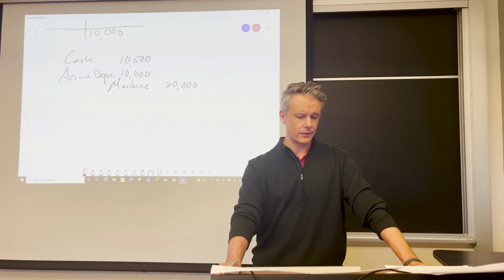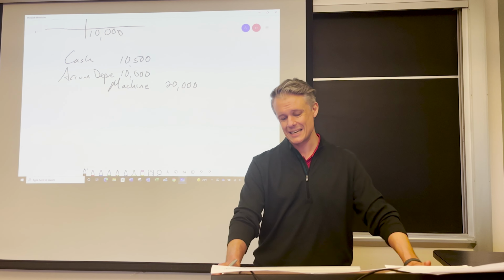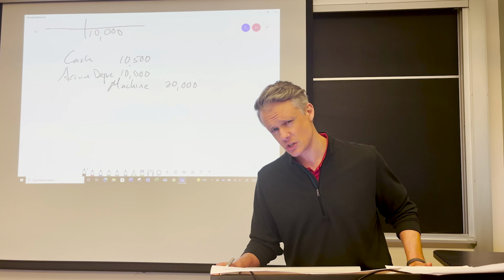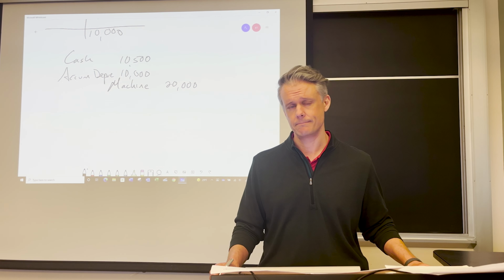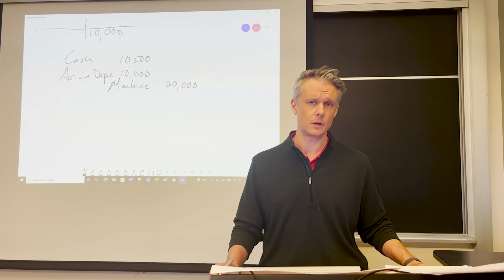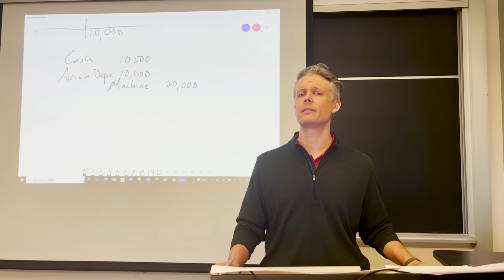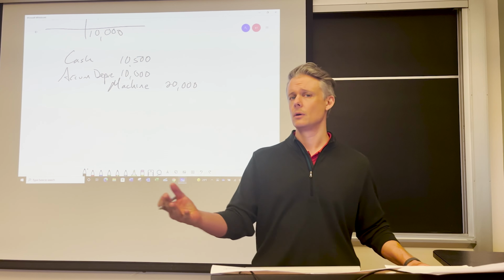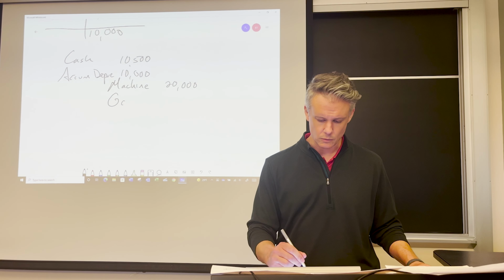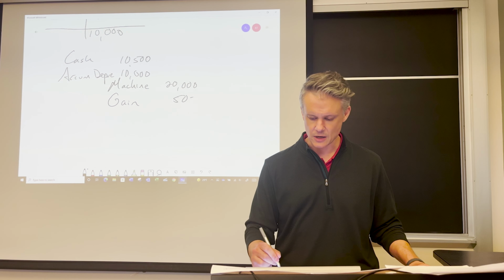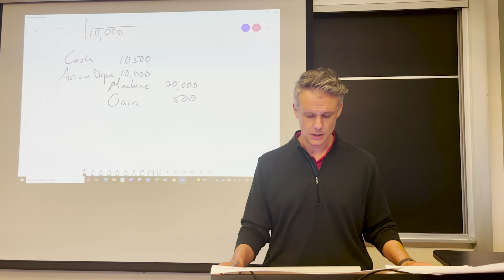So we've got $20,500 in debits, $20,000 in credits, and we can see if the book value of this machine is $10,000, cost of 20 minus $10,000 accumulated depreciation, we're carrying it on our books right now for $10,000. We just sold it for $10,500. So this means we'll record a gain. How does that affect the income statement? It's just like revenue, it'll increase net income.